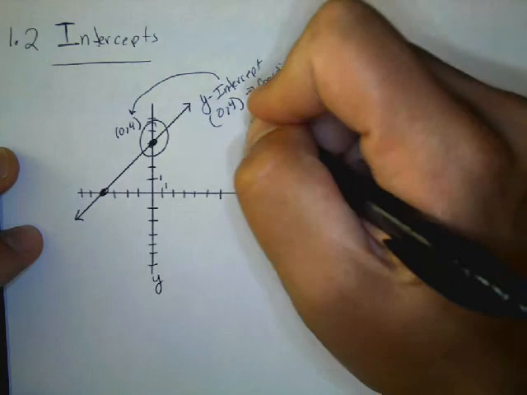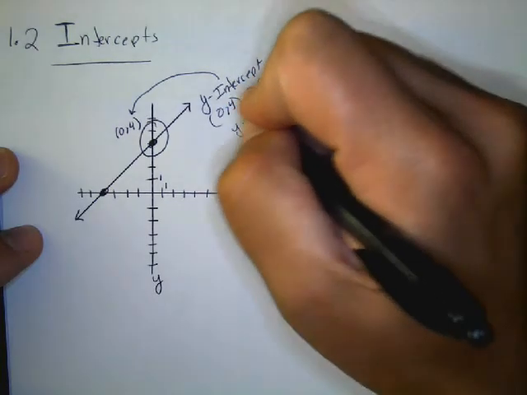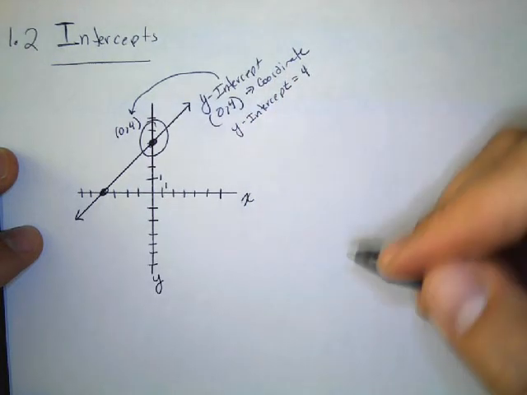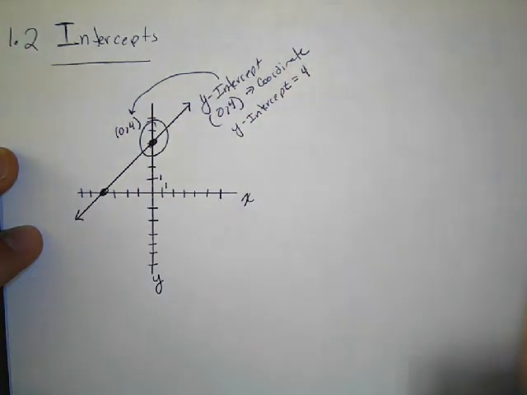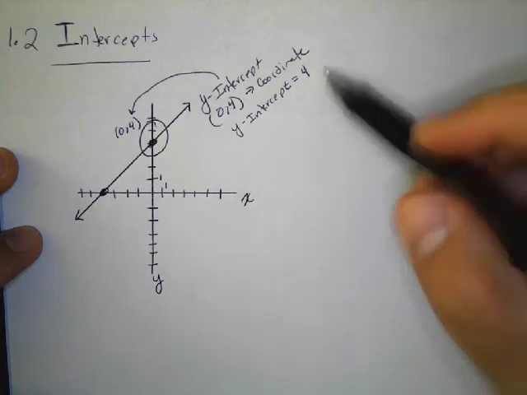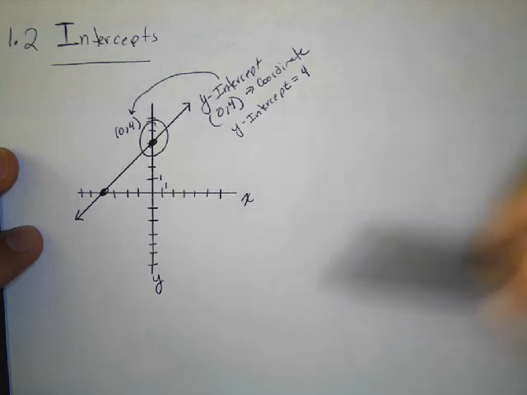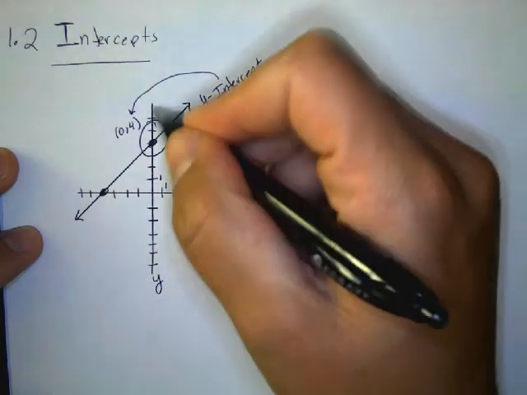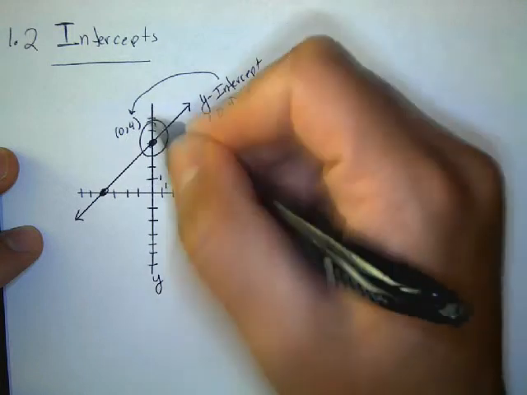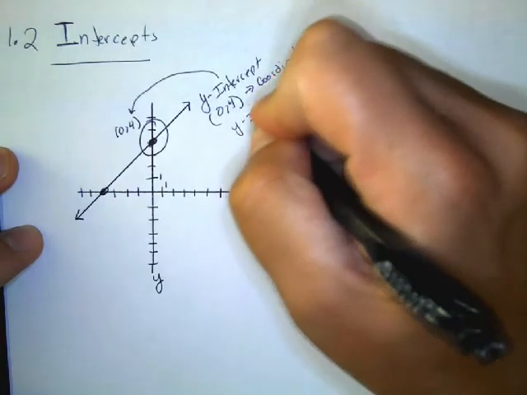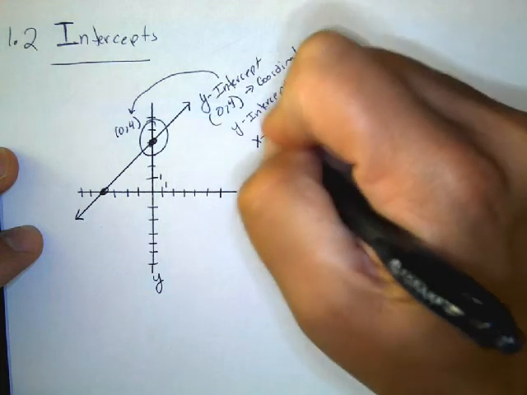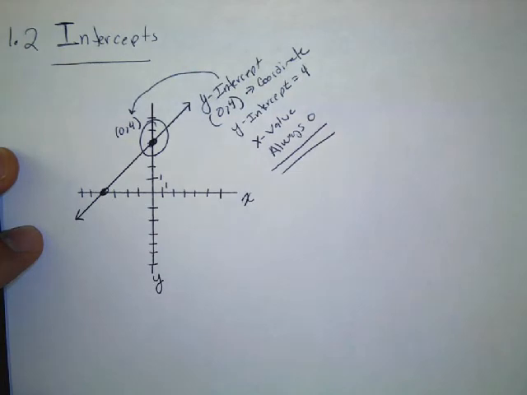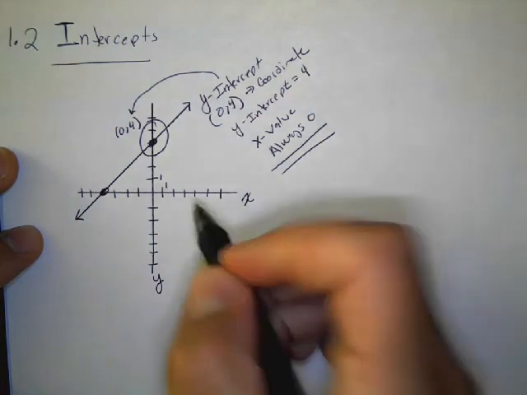We could also say that the y-intercept is equal to 4. When we discuss creating an equation from a line later on, this is what you would use in that equation. One thing to notice is that if I'm a point on the y-axis, my x value is always 0. Okay? And so now let's look at our x-intercept.